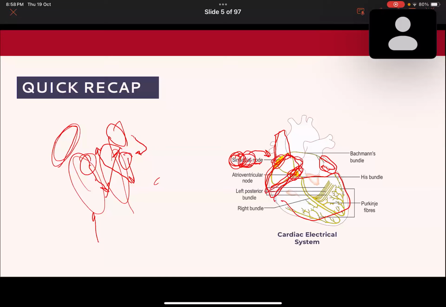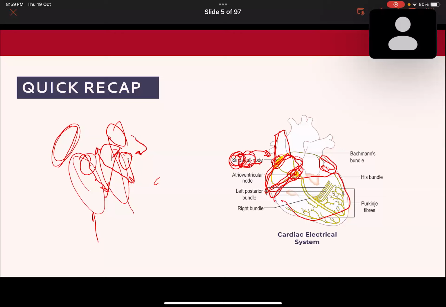Okay, so there's this wall that separates the two atria, and this wall is called the interatrial septum. Septum basically means wall, and interatrial means that it's between the two atria. And that's where you will find the AV node.